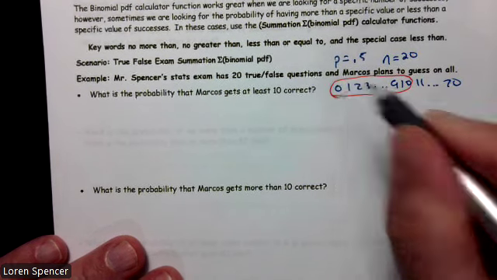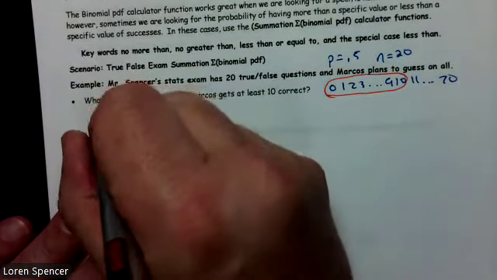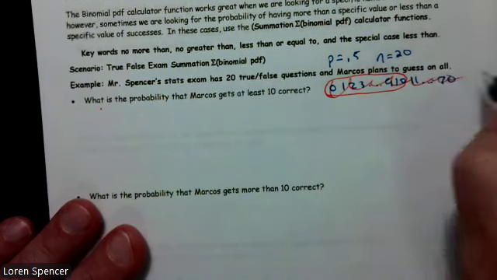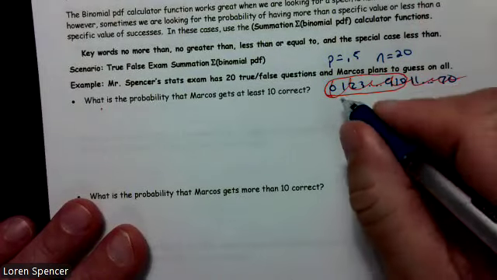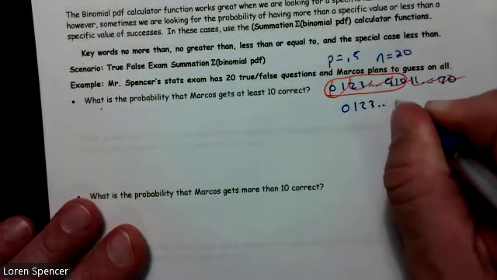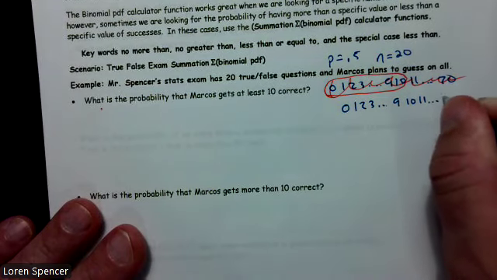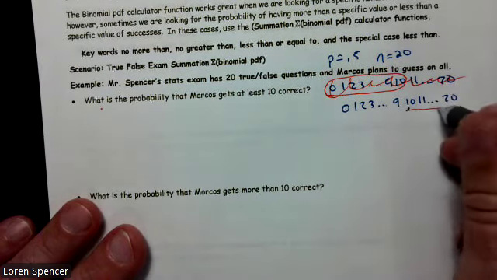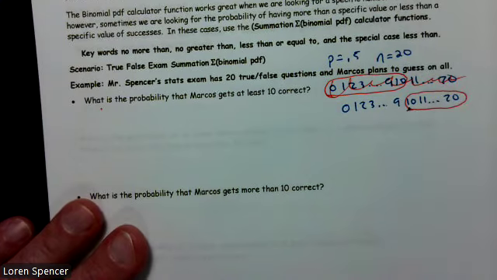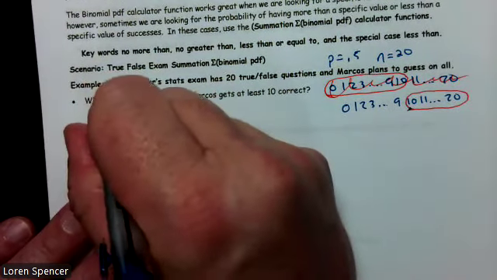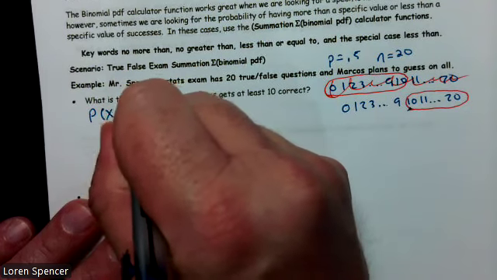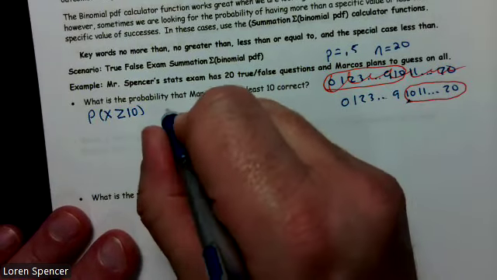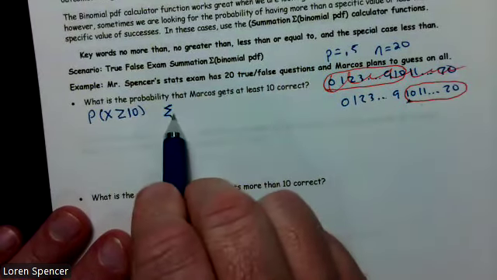At least 10. Those would be at least 10. So my probabilities, that's incorrect. 0, 1, 2, 3, dot, dot, dot, 9, 10, 11, dot, dot, dot, 20. At least 10 would be circling these values right here. So the probability that x is greater than or equal to 10 is what we're looking for. This is going to be a summation because we have multiple values. The summation formula is just the same as the others, but we put a summation sign in front.